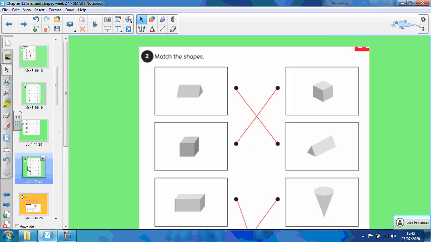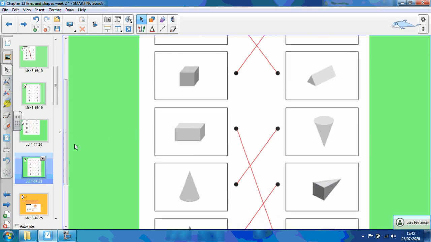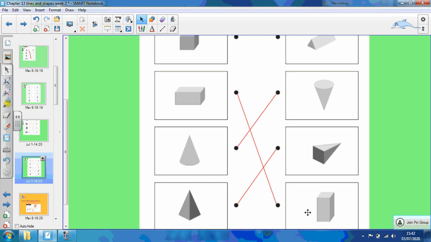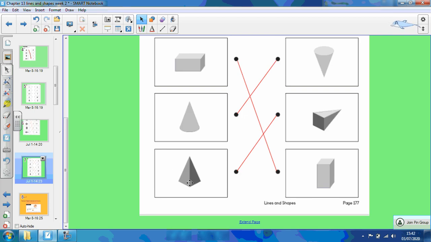And our second sheet. This triangular prism. This is also a triangular prism. This is a cube. This one's a cube. This one here is a cuboid. This one is a cuboid. So join them together. This is called a cone. This one's also a cone. And finally, our old friend, the square-based pyramid. They should be joined together. Okay, so give yourself a mark on that one.